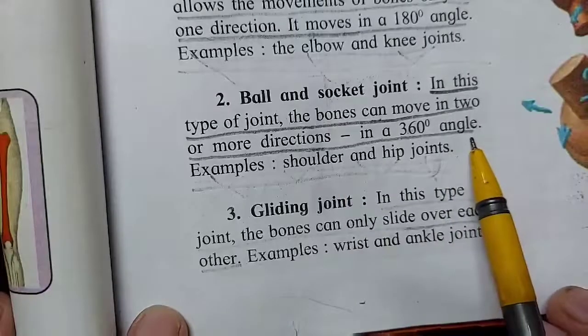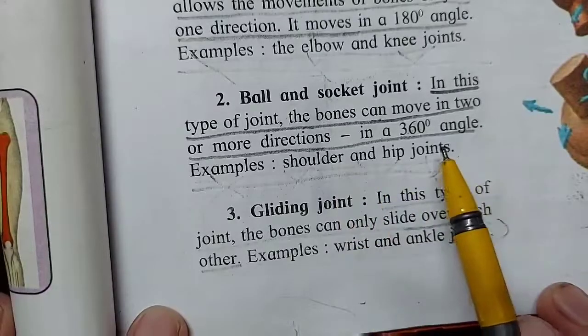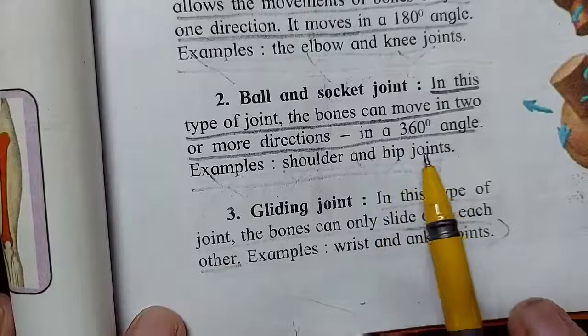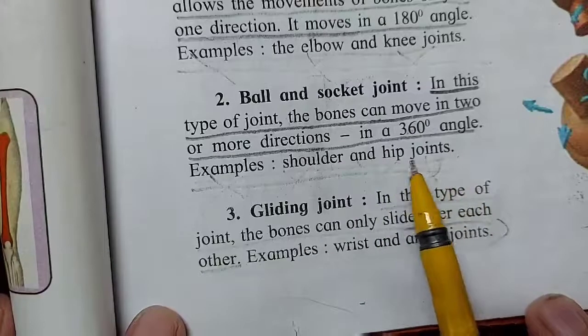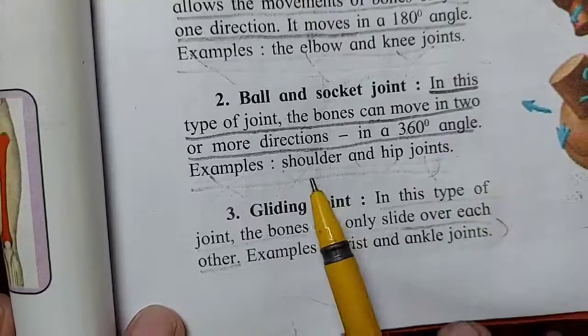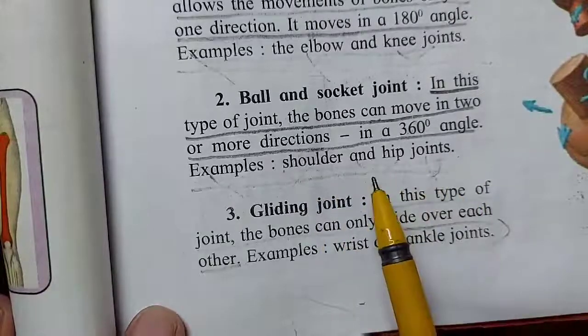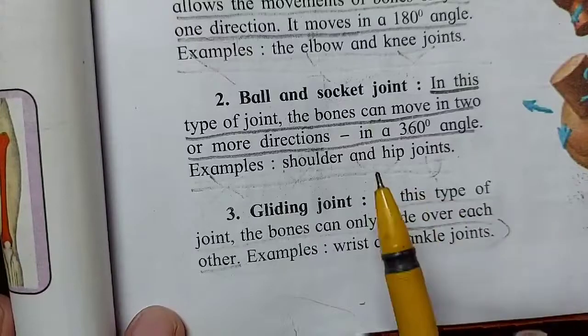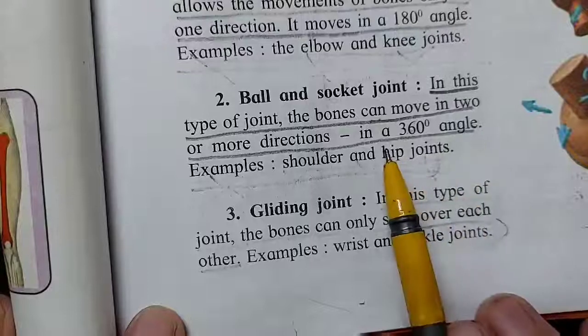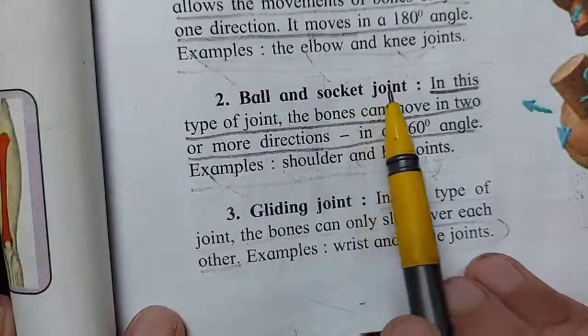Now, you can try this also. You can move your arm in a full circle on the front side or back side. You can try it clockwise and anti-clockwise. You can move it in a full circle. Now a full circle is a 360-degree angle. So your shoulder and your hip joints can move in a full circle, that is in a 360-degree angle. So which joint is that? It is a ball and socket joint.